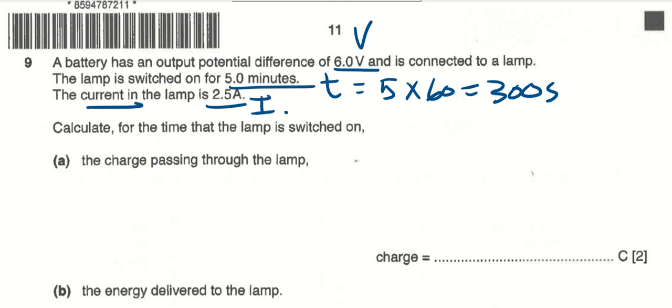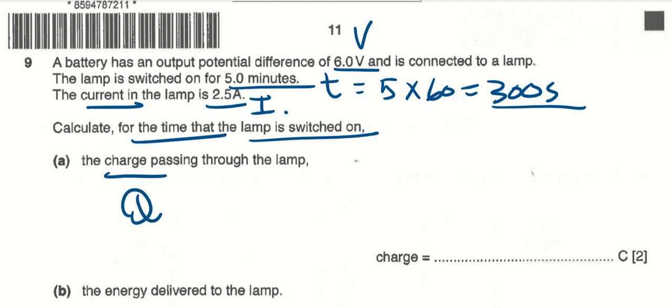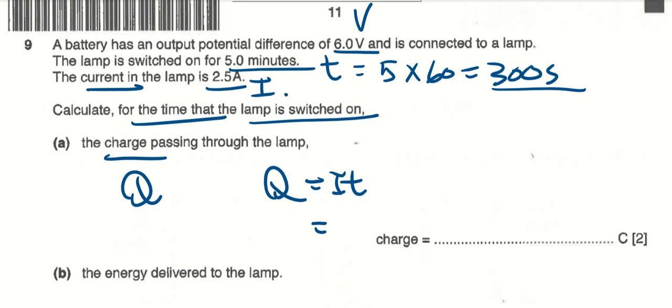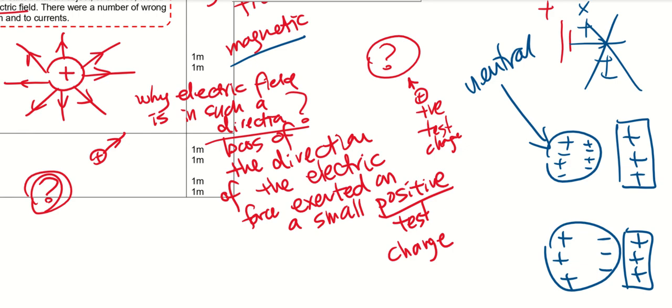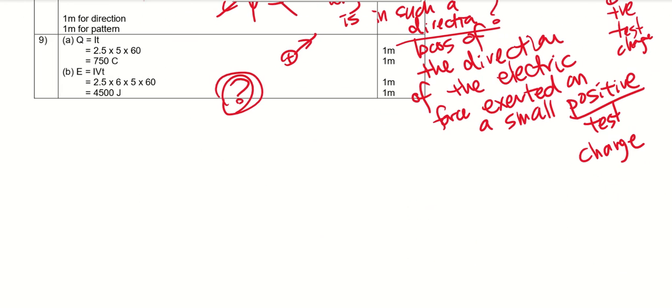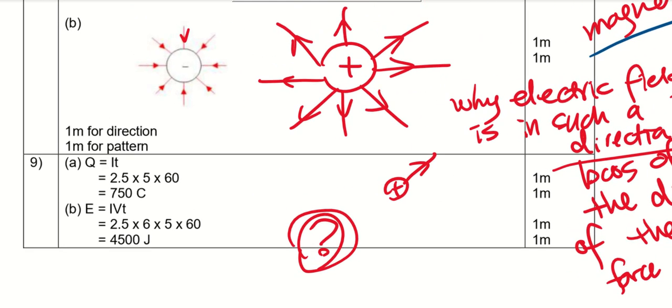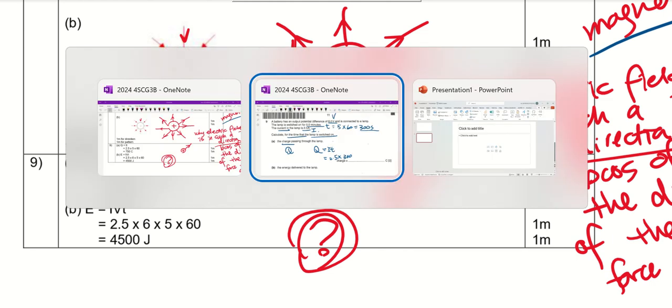I. Calculate for the time that the lamp is switched on. It was switched on for 300 seconds. The charge. Charge is what letter? Q. So then you can put in the correct formula. Okay. So it will be 2.5 times 300. So the answer will be 750 coulombs. Was the unit coulombs given to you? Yes, the units, C, given.